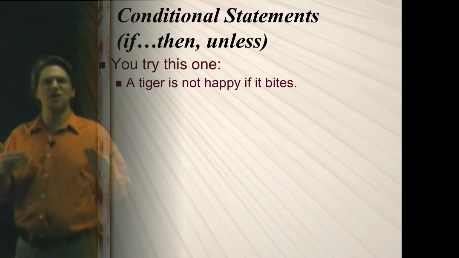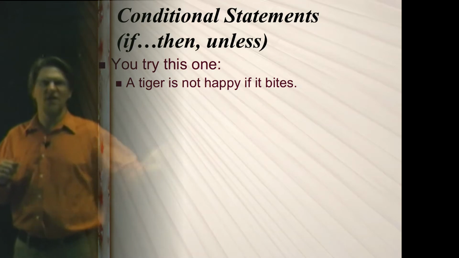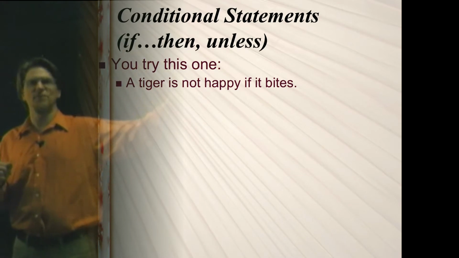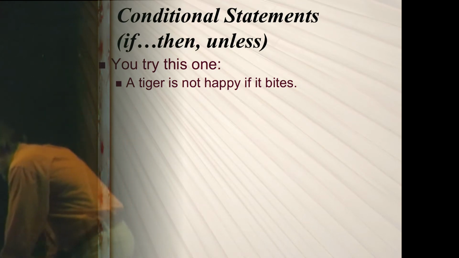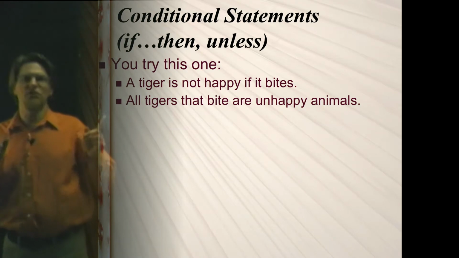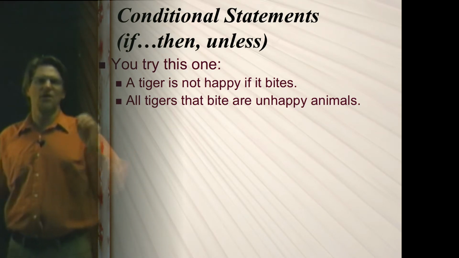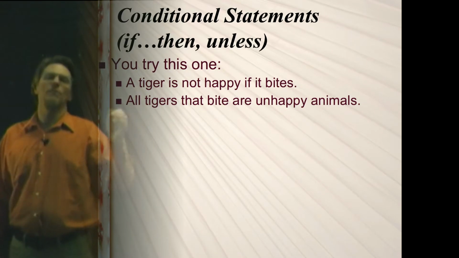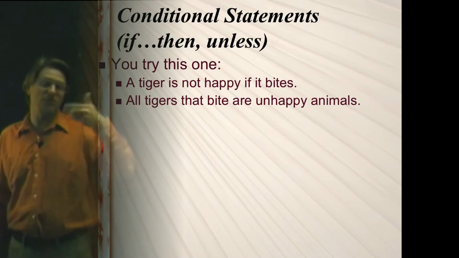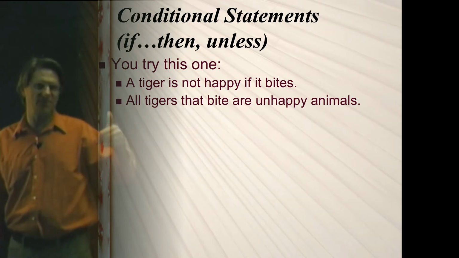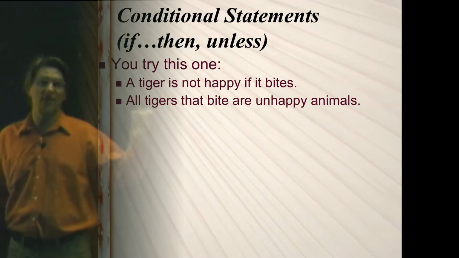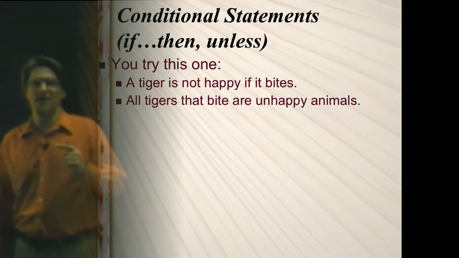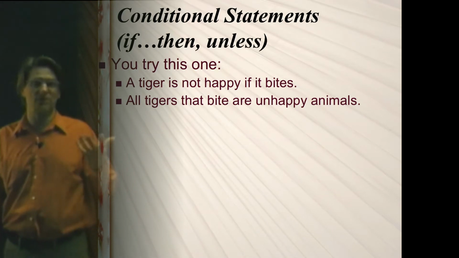So when we say a tiger is not happy if it bites, the first thing we need to recognize, of course, is that we have that word if in the middle. And when that happens, we need to make sure we move the word if and whatever follows it to the beginning of the sentence before we translate it. When we do that, we get the bit about biting to come with it. And when we say if, we're really saying all, right? When we say if, we're saying any time a tiger bites, a tiger is not happy. So we would say all tigers that bite are unhappy animals, for example. All tigers that bite are unhappy animals would be a fine translation of this.